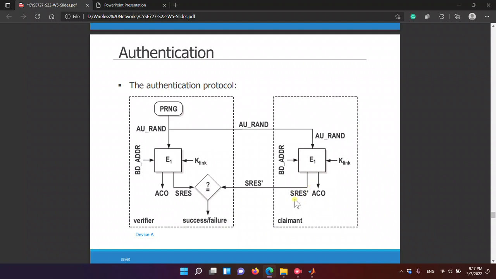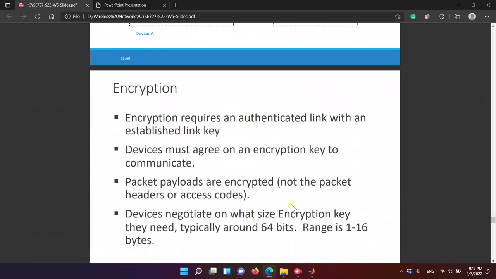And it outputs the response S. What's S? This is the response and it's sent. So they will check if their responses are equal.